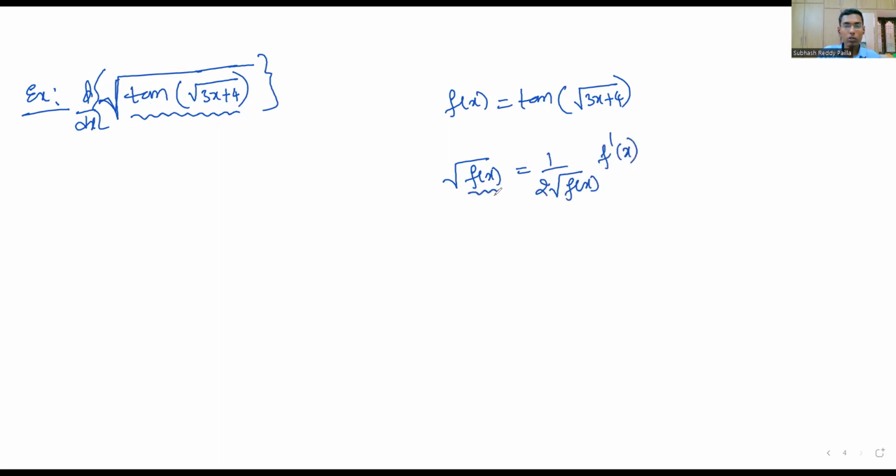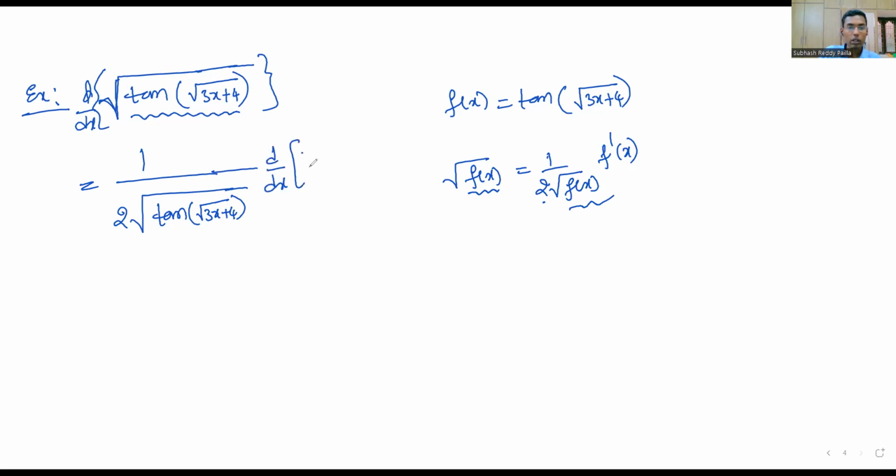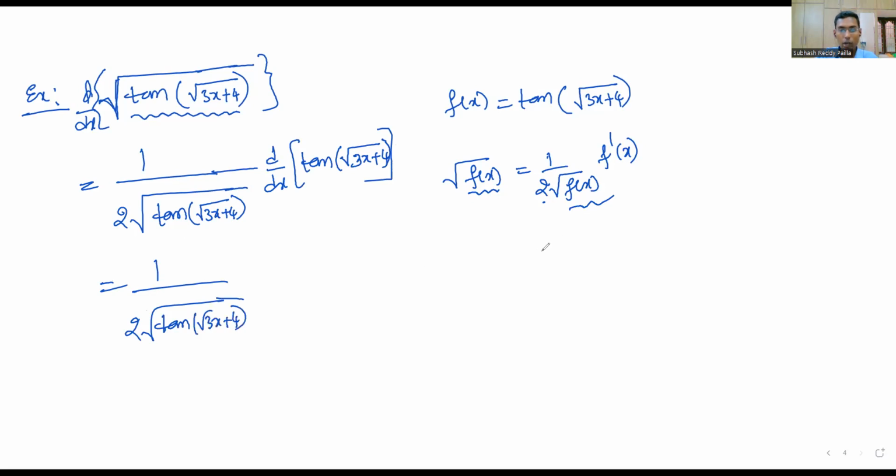So first we don't worry about f of x. We worry about this one, that is 1 by 2 root of tan of root 3x plus 4. You understand? 1 by 2 root f of x into f dash of x, we should not forget. What is f dash of x? It is d by dx of tan of root 3x plus 4. So this is 1 by 2 root of tan of root 3x plus 4, same thing. Again, what is next here?